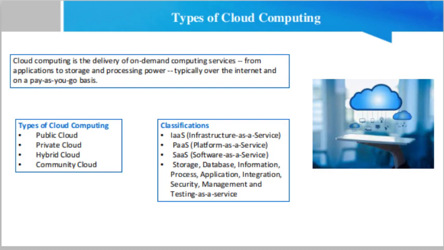Further, the cloud service models are classified as IaaS, infrastructure as a service, platform as a service, software as a service, and storage, database, information process, application integration, security management, and testing as a service. Cloud computing services fall into three main categories: infrastructure as a service (IaaS), platform as a service (PaaS), and software as a service (SaaS). Function as a service (FaaS) is a relatively new cloud service model. First we shall discuss infrastructure as a service.